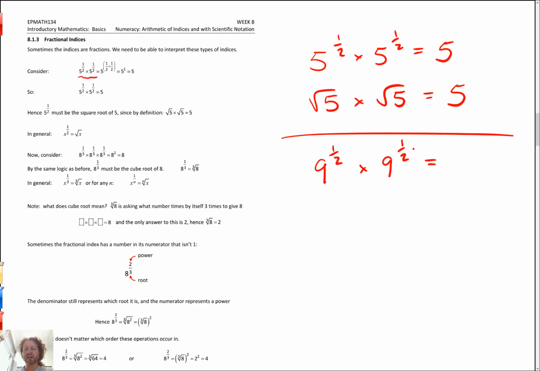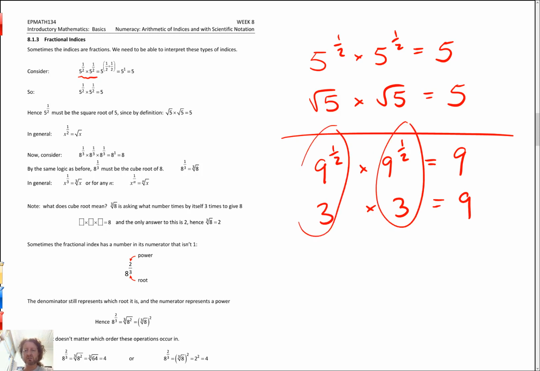Well, that's 9 to the half plus half, which is 9 to the 1, which is 9. We know what number times by itself gives 9. I'm ignoring the negative answer to this question. I'm just saying 3 by 3 will give 9. Hopefully you all agree with that. Hence those two things are equal. 9 to the half and 3 are the same thing.